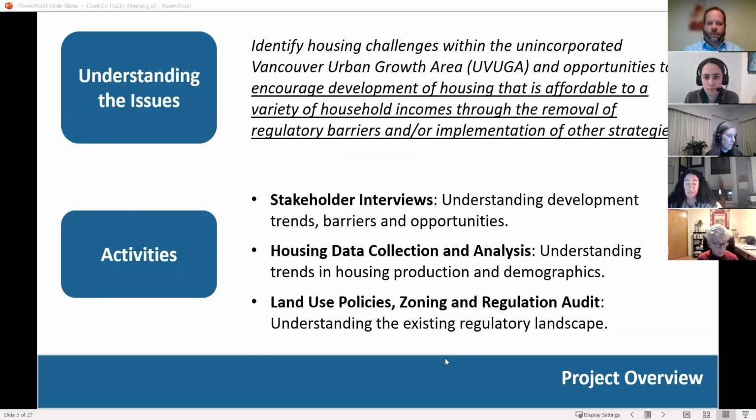To understand those issues, the Housing Option Study project included the activities that you see listed on this slide, which included a stakeholder interview and focus group process, a housing inventory and analysis, and an audit of the county's land use, zoning, and regulations. Next slide.